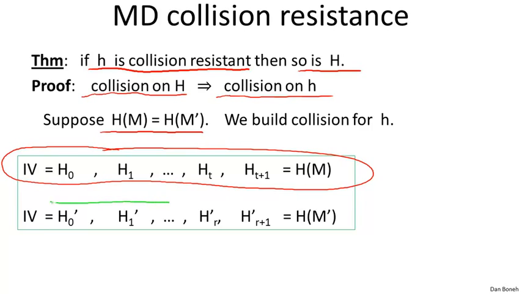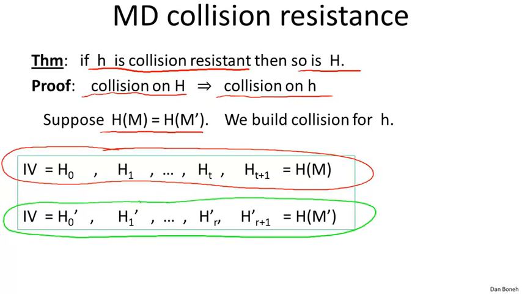And then similarly for M prime, let's define h0 prime to be the first chaining variable, h1 prime to be the result after compressing the first message block of M prime, and so on and so forth, up until we get to h prime of r plus 1, which is the final hash of the message M prime. Now you notice the length of the messages M and M prime don't have to be the same. In particular, M has length t, whereas M prime has length r. Now because the collision occurred, we know that H of M is equal to H of M prime. In other words, the last chaining variables are actually equal to one another. So now let's look carefully at how h t plus 1 and h prime r plus 1 were calculated.